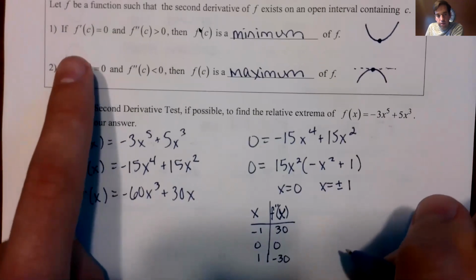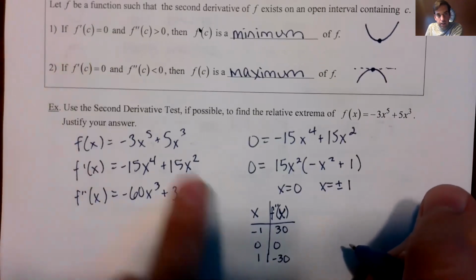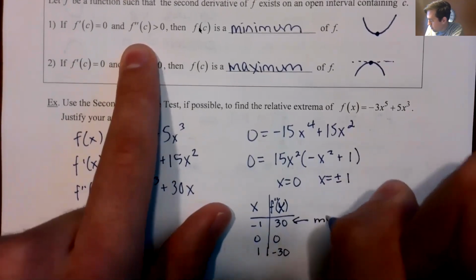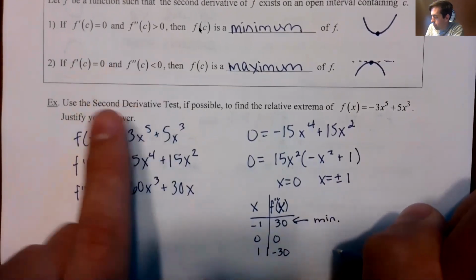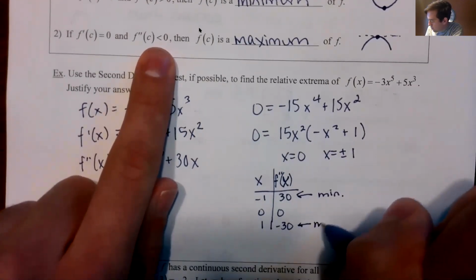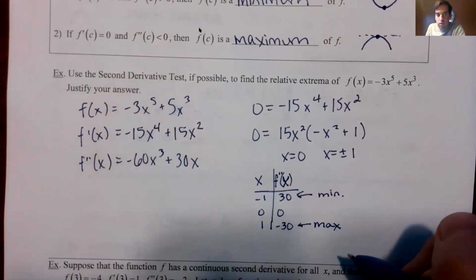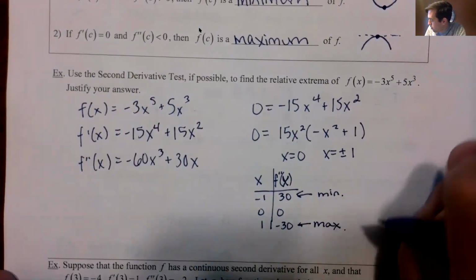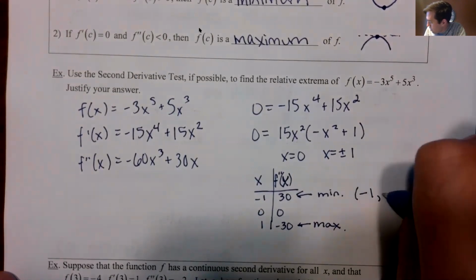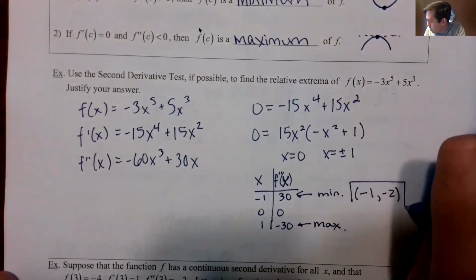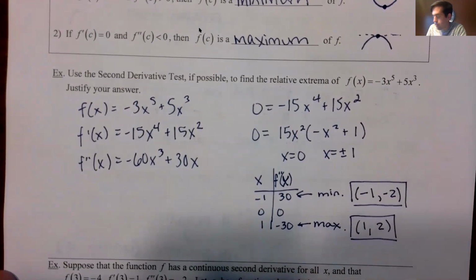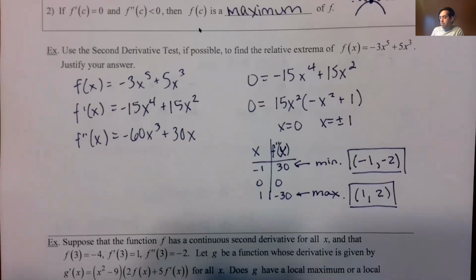So if the first derivative was 0, which is true for all of these, and the second derivative is positive, then we have a minimum. And if the first derivative is 0 and the second derivative is negative, we have a maximum. If it's 0, we don't have a min or a max. So that's our minimum and that's our maximum. If we wanted the actual ordered pairs, it would be -1, -2 when we plug into the original function, and 1, 2 when we plug into the original function. All right, so we did it.